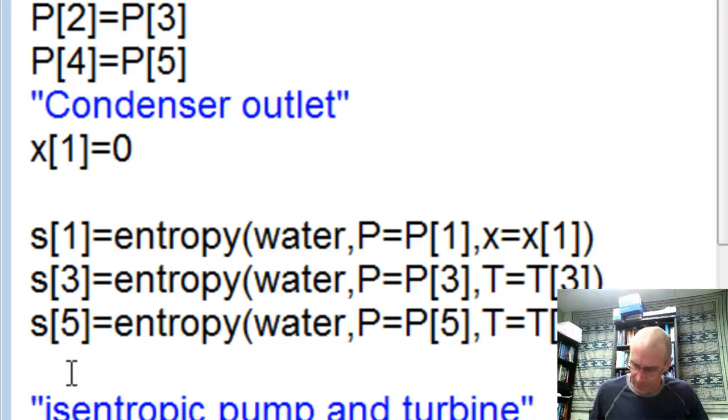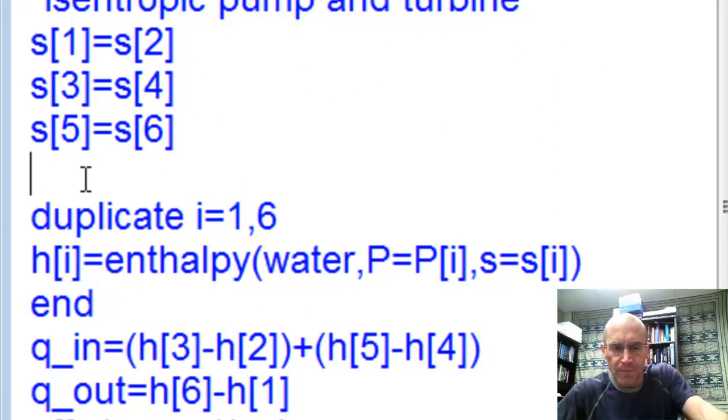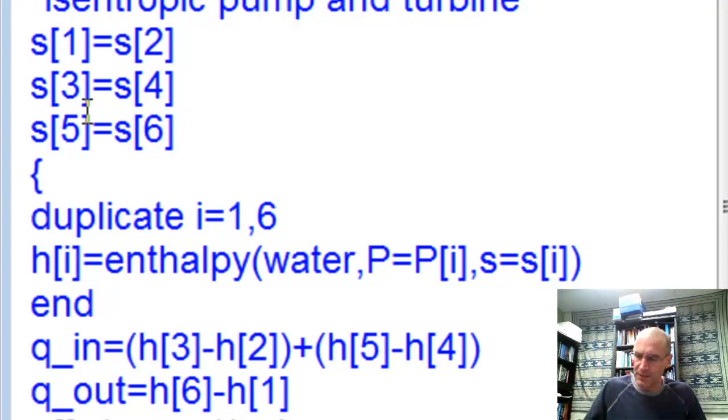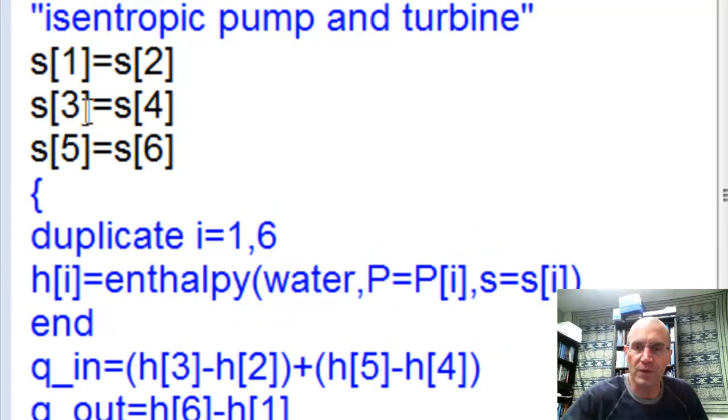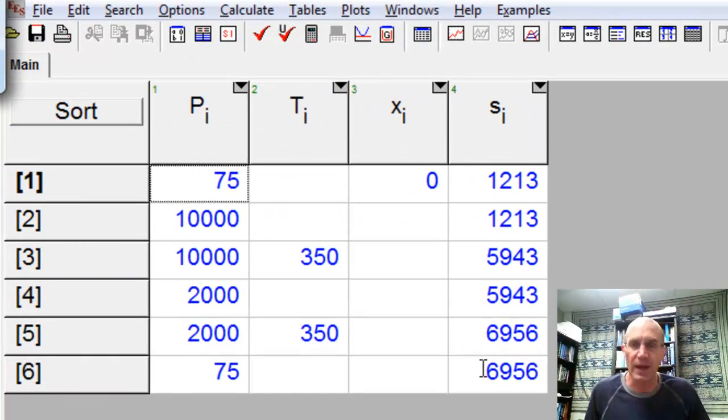Alrighty. So here are my isentropic steps that I'm adding. And so what I'm saying simply is S1 is S2, S3 is S4, and S4 is S5. So if we go ahead and look at what we've got now, I've got my entropy at every point, just copied down, and my pressures at every point.